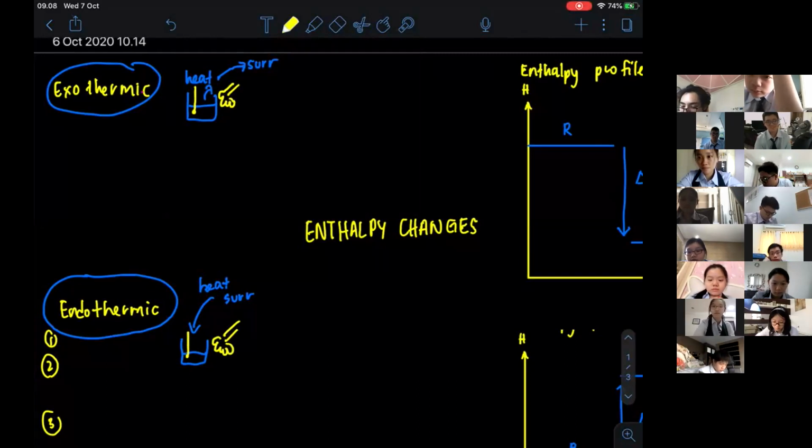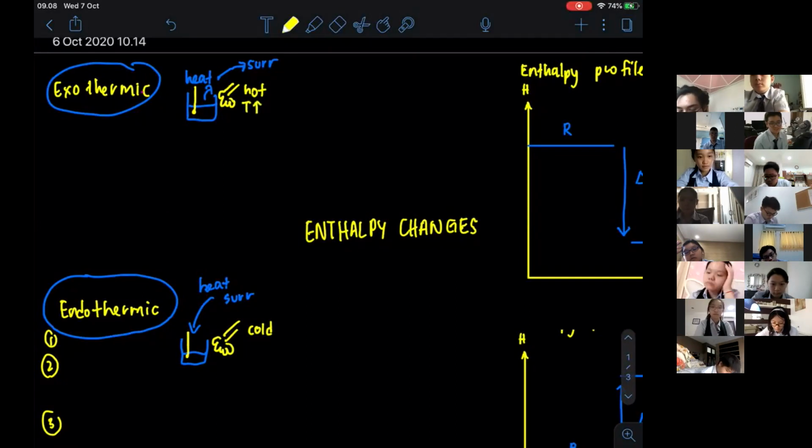For exothermic reaction, Clienta, can you tell whether it's going to be cold or hot? Exo hot, endo cold. Yes. So it means that if you refer to the thermometer, the temperature is going to rise, it's going to go up, and the temperature here is going to go down. So this is very, very important.